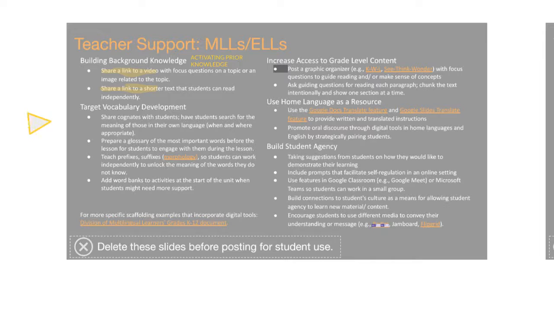Next strategy is to help you target vocabulary development. Remember that it's very important for the students to have language objectives throughout the lessons. They are not just learning content, but they're also learning language. So some of the strategies you can use are to share cognates or prepare a glossary of the most important words before the lesson. That means pre-teach those words before the lesson, teach prefixes and suffixes and rules. Especially in science, those are extremely helpful.